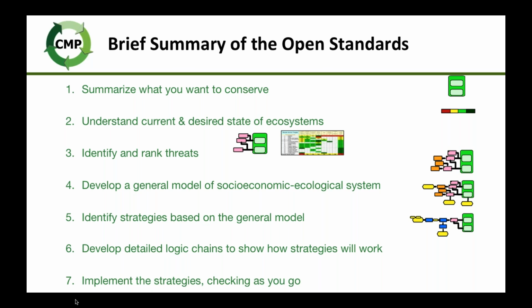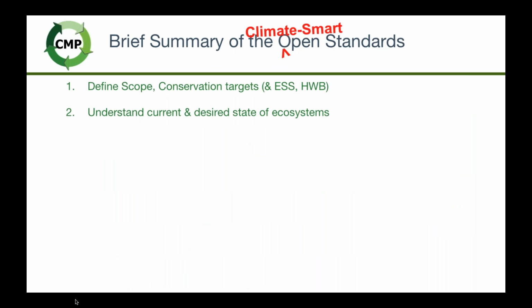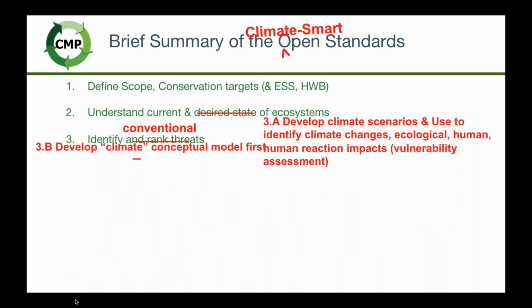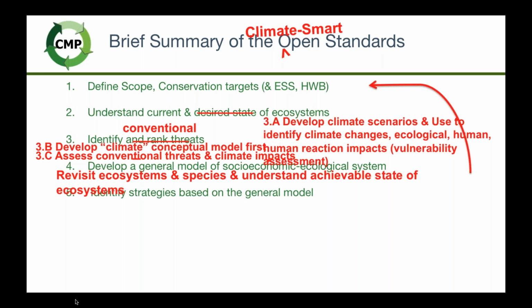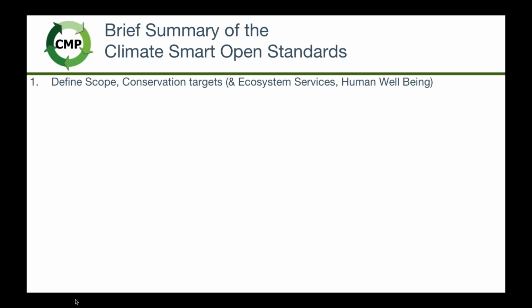So we took a look at this and looked at what we need to change to make those steps climate smart. Some of the steps are the same. You still define your scope, your conservation targets. Actually, I'm not going to go through it on this slide because this slide is really super messy. I just wanted to show you that we took the basic steps and marked them up to look at what we need to change.